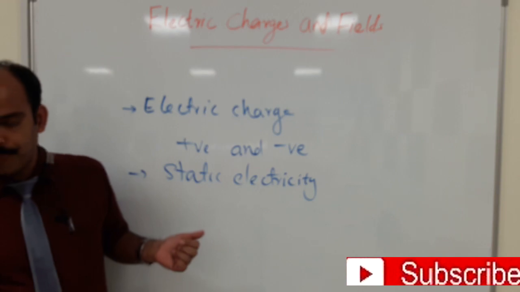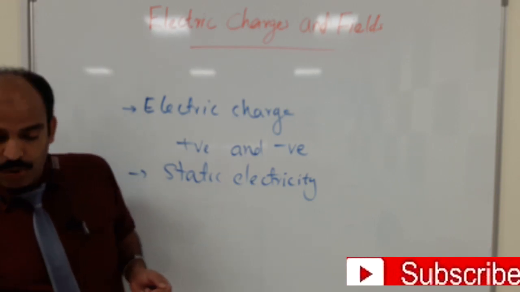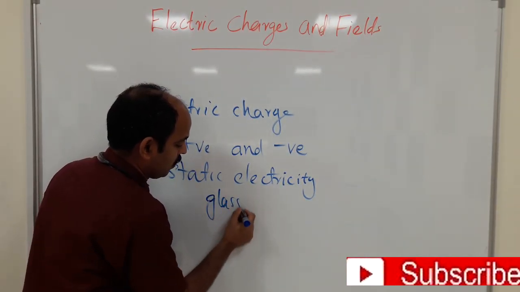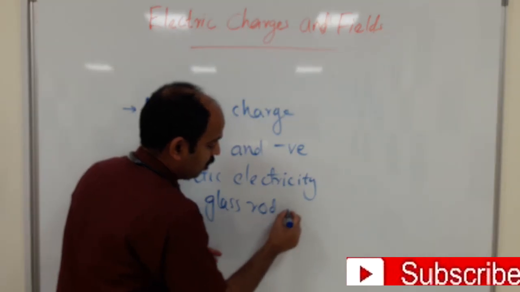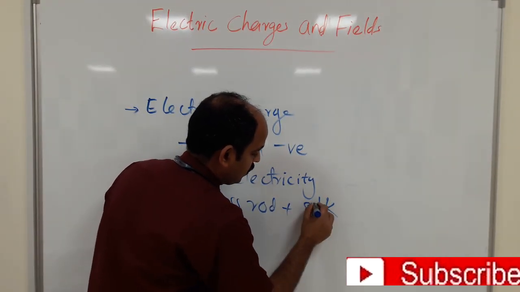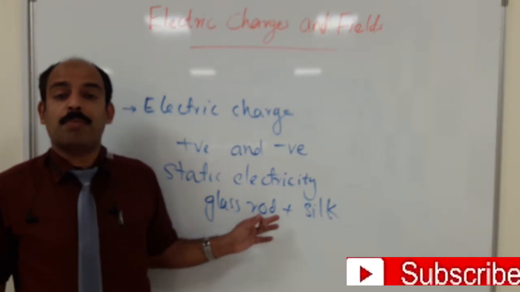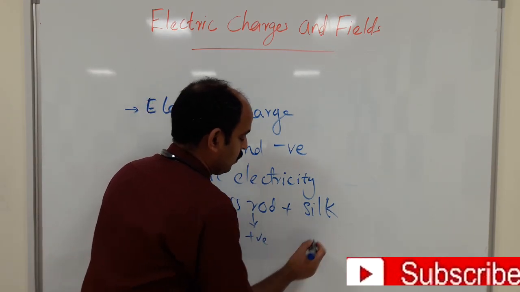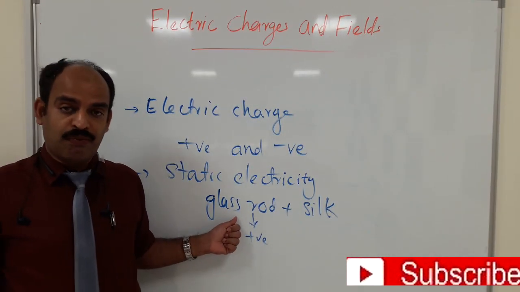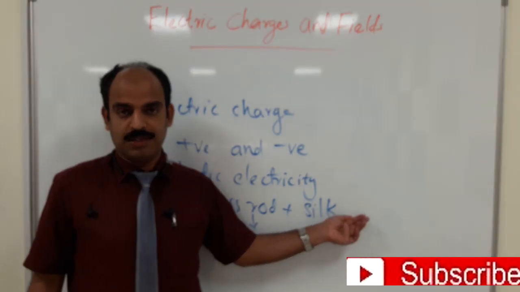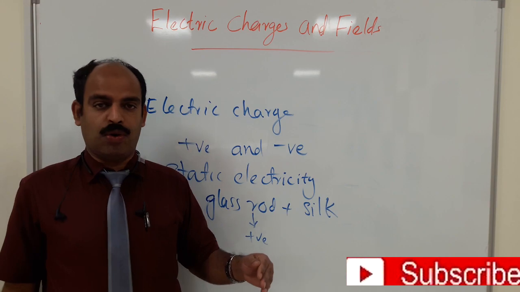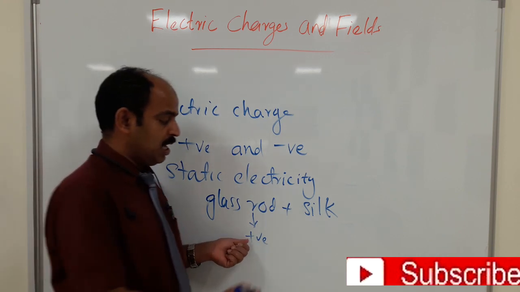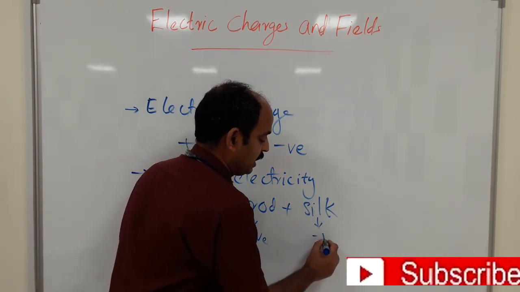For example, when a glass rod is rubbed with silk, the glass rod acquires positive charge, because electrons are transferring from the glass rod to the silk. That means the glass rod loses electrons and the silk gains electrons, so the glass rod becomes positively charged and the silk gains negative charge.